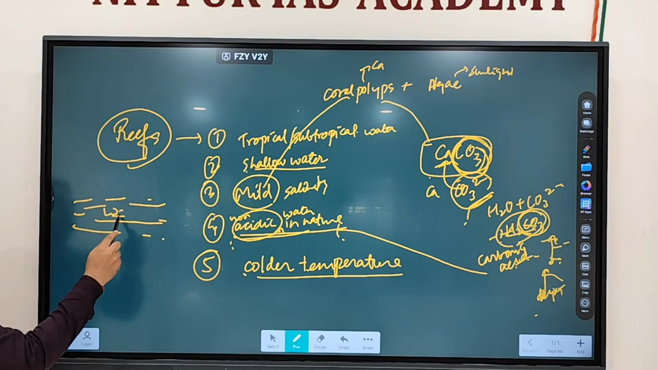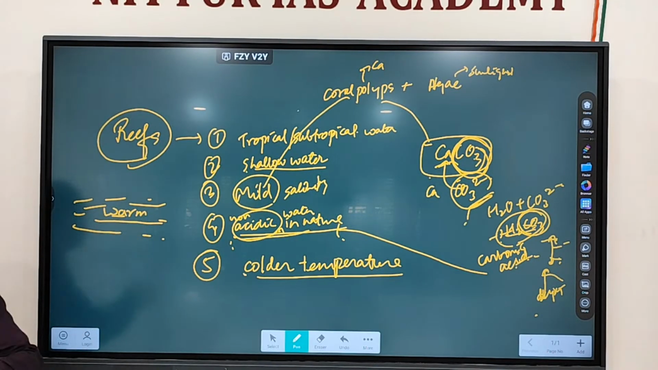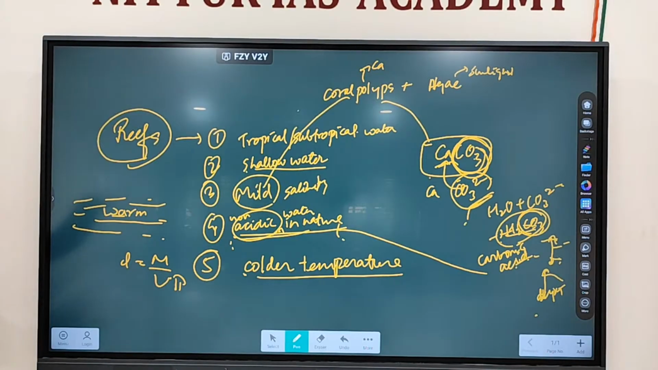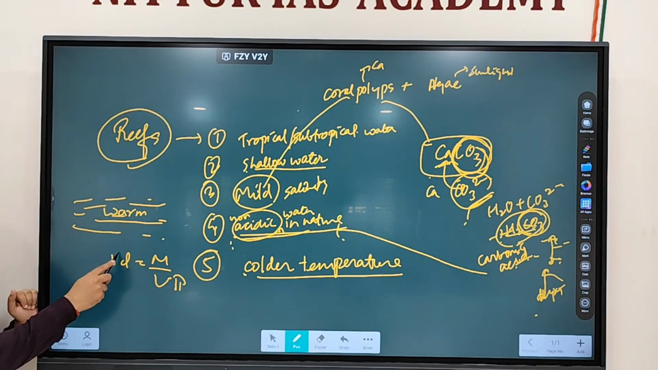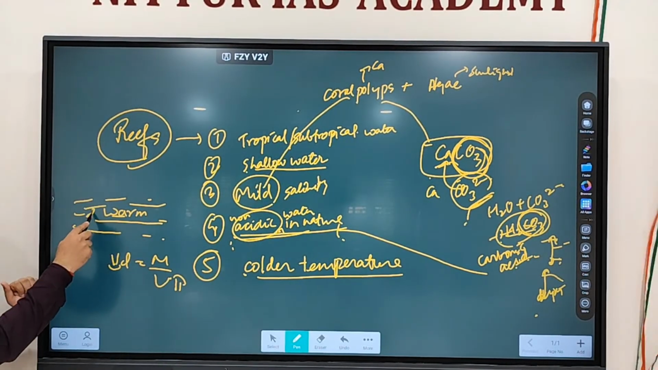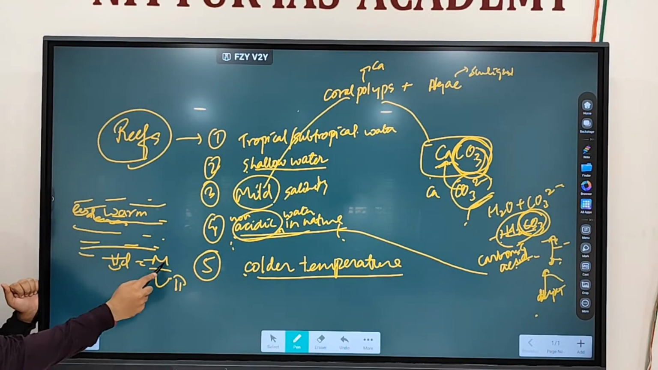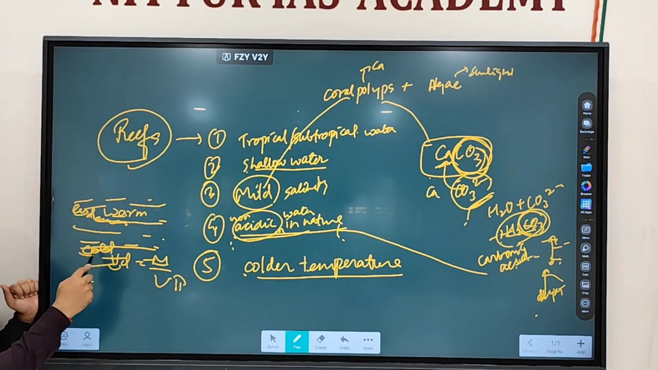Warm water expands. Warm water becomes less dense. Density is mass by volume. When anything is heated, it expands, so the volume expands. So what will happen to density? Density decreases. So warm water is less dense in nature, while cold water is more dense in nature.